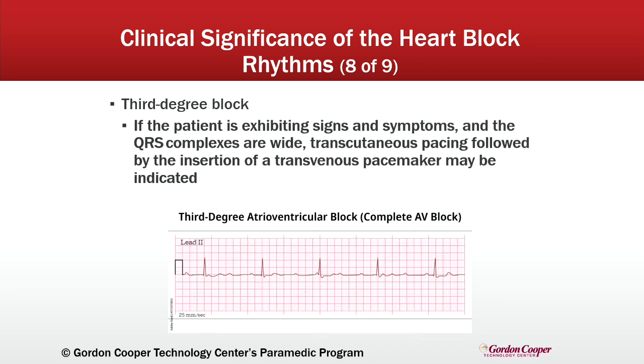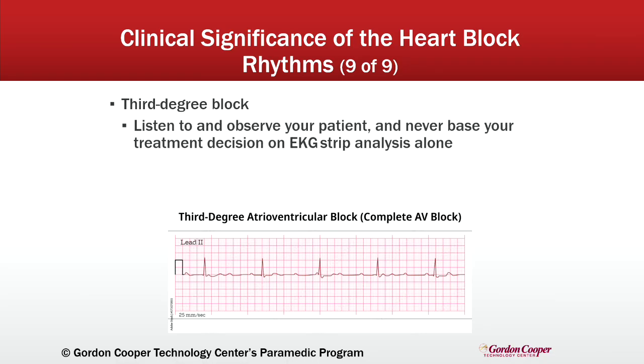So if that patient shows signs and symptoms and they have a wide QRS, we're probably going to need to move on, as I said, to TCP, transcutaneous pacing. That will be necessary, followed by obviously a pacemaker, at the receiving hospital or wherever. But if it's wide and aberrant, remember that's probably not a very good candidate for atropine.